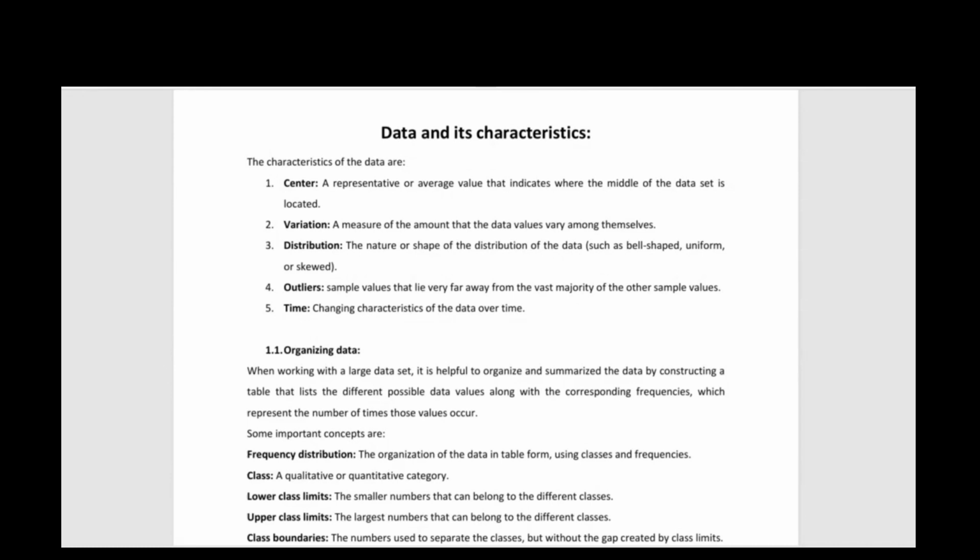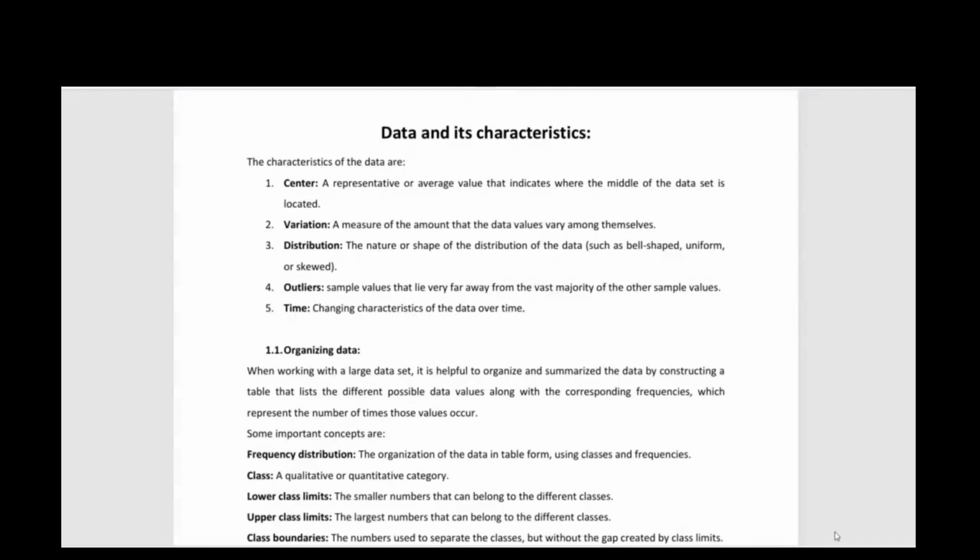We have the distribution, the nature or shape of the distribution of the data, such as a bell shape, a uniform distribution, or a skewed distribution. The outliers are sample values that lie very far away from the majority of the other sample values. The time, that is the changing characteristics of the data over time.